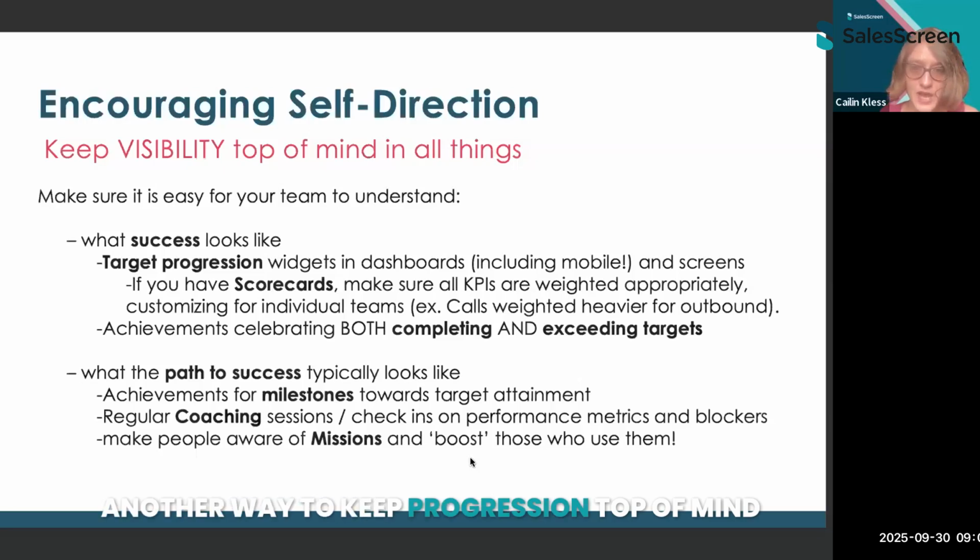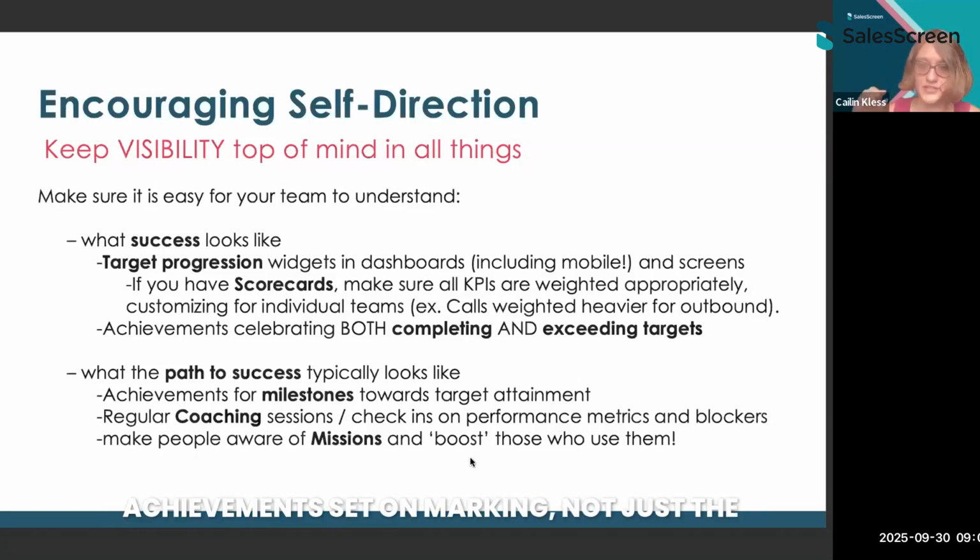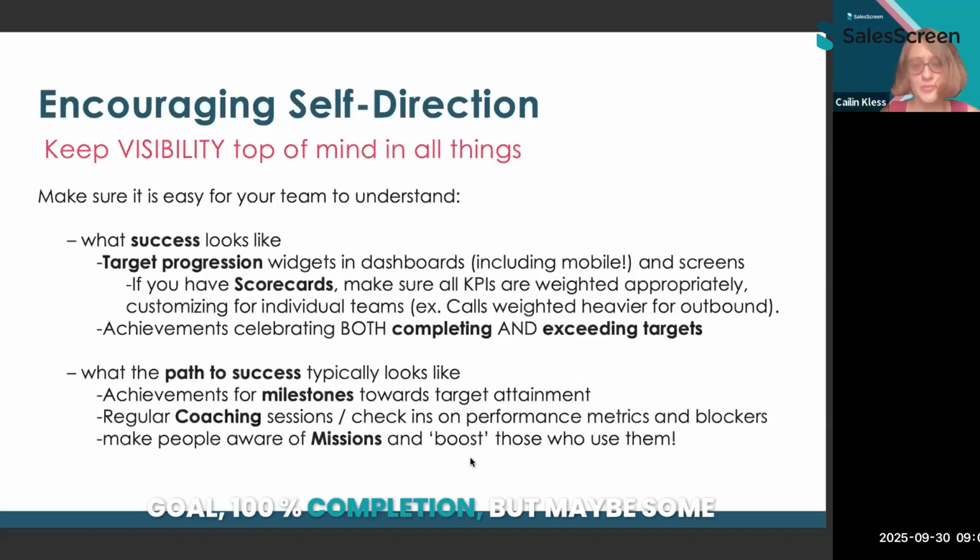Another way to keep progression top of mind is just making sure that you have achievements set on marking not just the goal, 100% completion, but maybe some milestones. If somebody gets an achievement for 50%, you're halfway to your goal for this month or this quarter, or 75%, it encourages people to keep going when they see how close they are. You can also put some achievements on stretch goals. So if you make 125% of your goal, then you're going to get something a little bit extra, and it encourages people to keep pushing to see how many more achievements they can get.